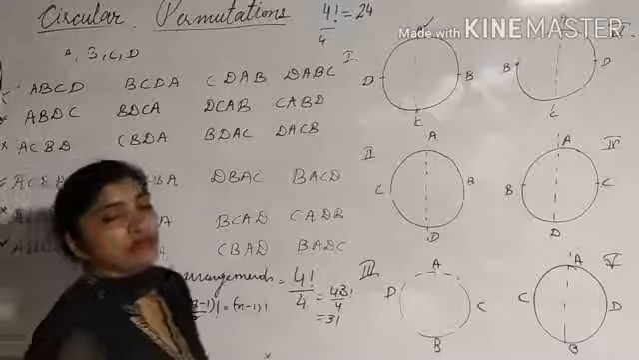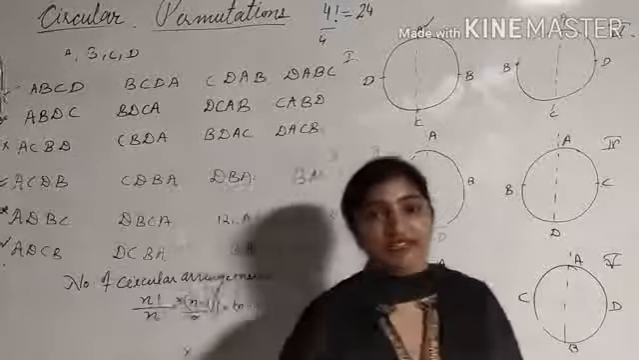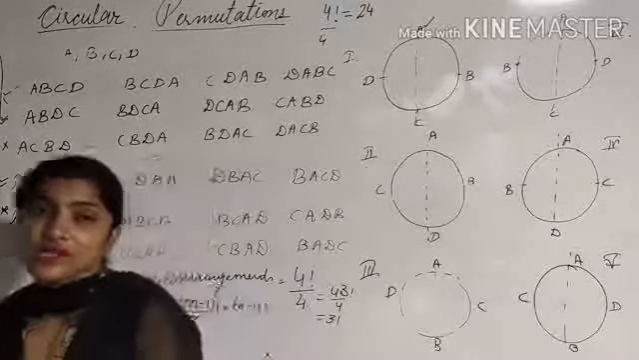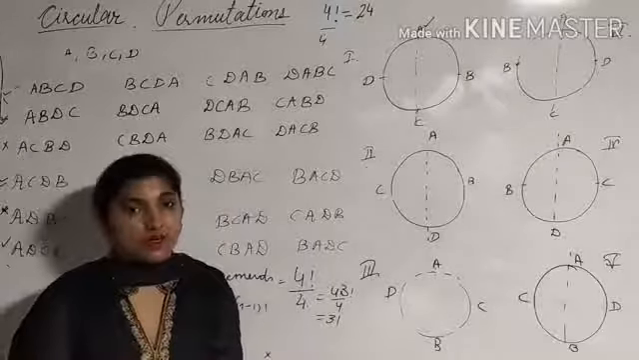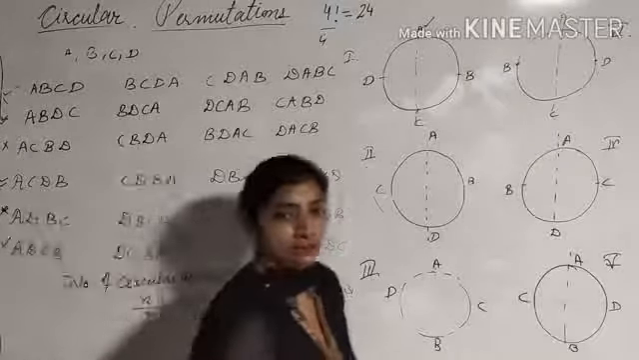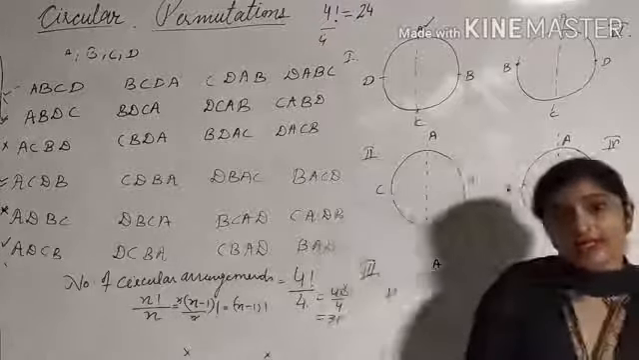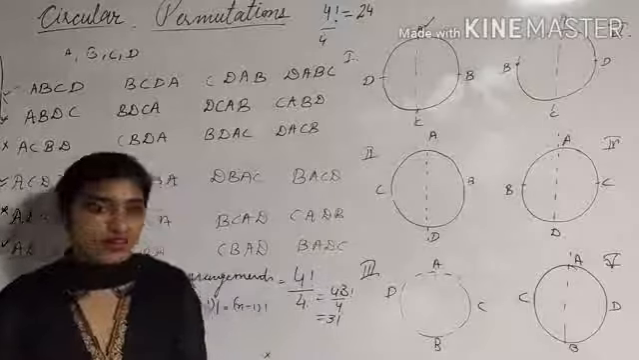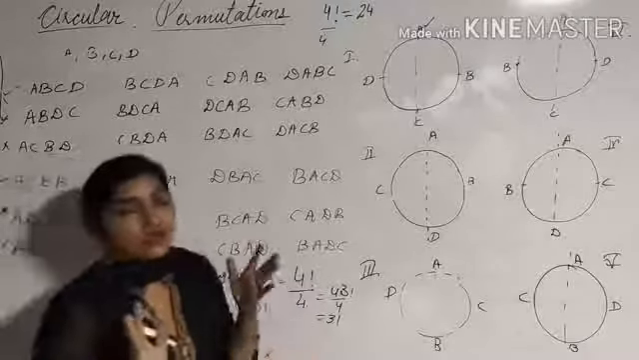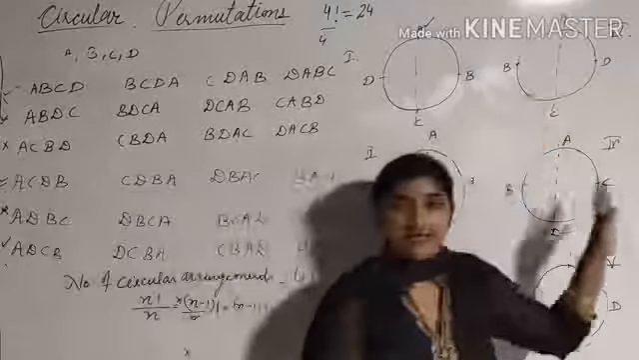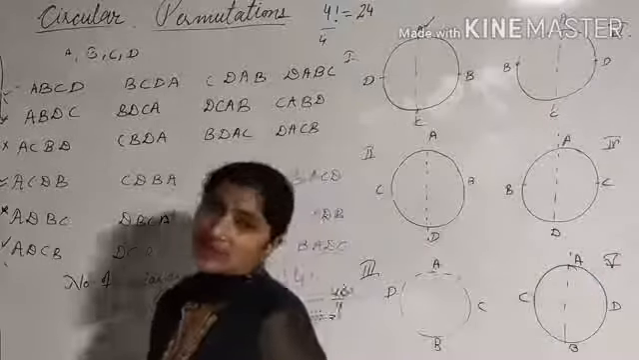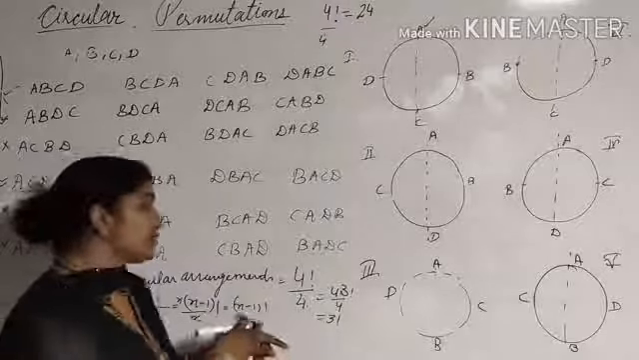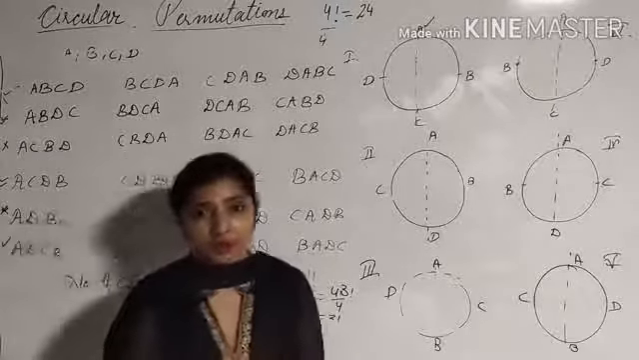Okay, that means suppose we want to arrange 5 different things around a circle, then the number of circular arrangements will be 4 factorial. If you want to arrange 6 persons around a table, then the number of possible arrangements is 6 minus 1, that is 5 factorial. And in general, if we want to arrange n objects around a circle, then the number of possible arrangements is n minus 1 factorial. This formula you have to remember for numerical problems.